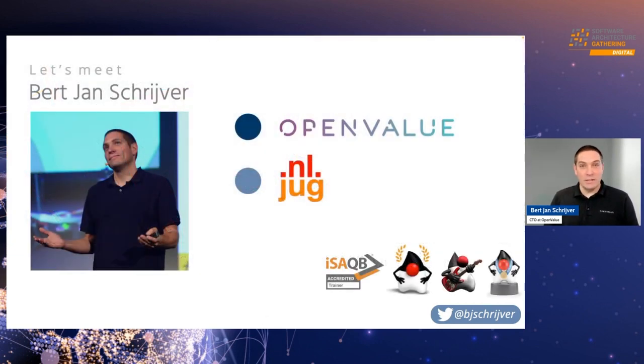So my name is Bert Jan Schrijver. I'm CTO at OpenValue. I'm also in the board of the NLJUG, the Netherlands Java User Group. So I'm kind of a bit biased towards Java technology. I am an iSAQB accredited trainer for CPSA-F, and I'm also in the foundation working group for CPSA-F at the iSAQB. So I see the chats flying in, and there's quite a lot.